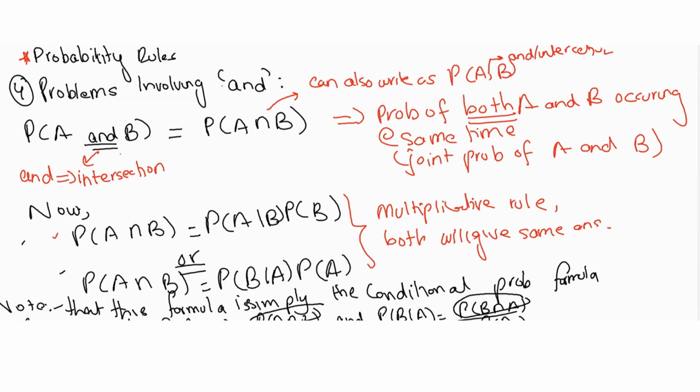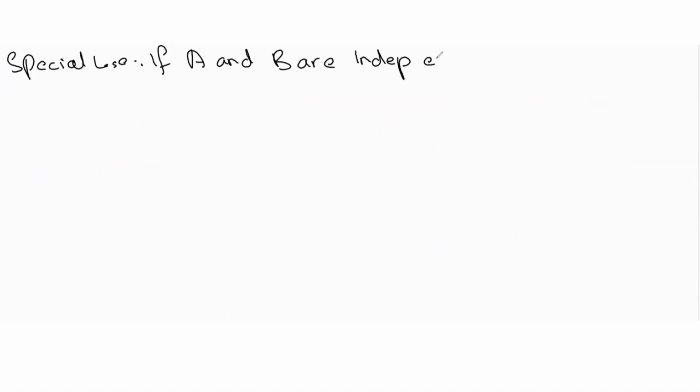Now let's look at a special case. The special case is if A and B are independent events. Now we're looking at a special case where A and B are independent events. Let's first look at what we mean by independent events.